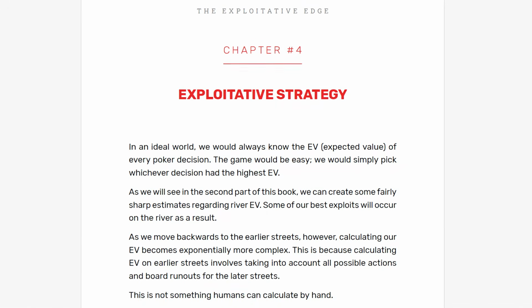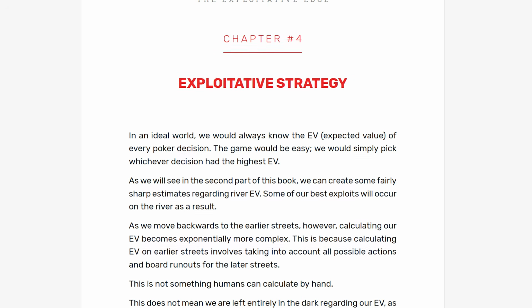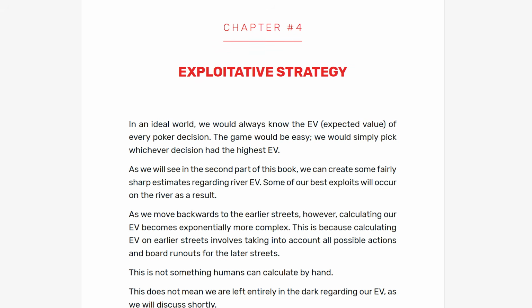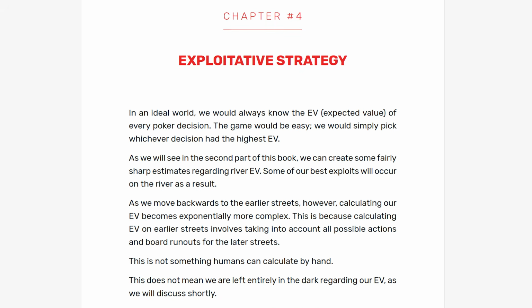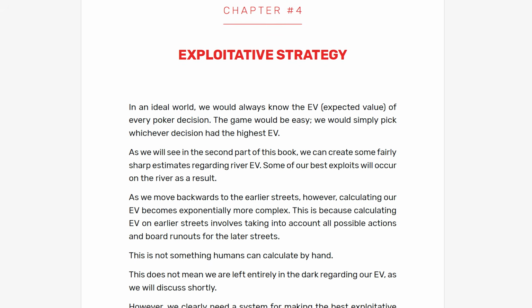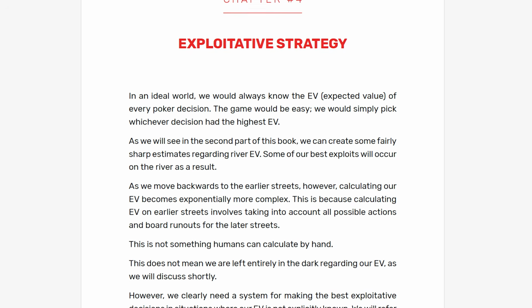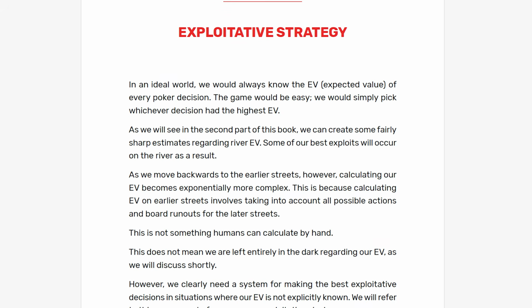In an ideal world, we would always know the EV, or expected value, of every poker decision. The game would be easy. We would simply pick whichever decision had the highest EV. As we will see in the second part of this book, we can create some fairly sharp estimates regarding river EV. Some of our best exploits will occur on the river as a result. As we move backward to the earlier streets, however, calculating our EV becomes exponentially more complex.